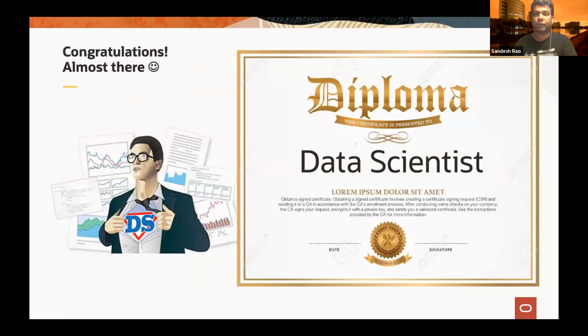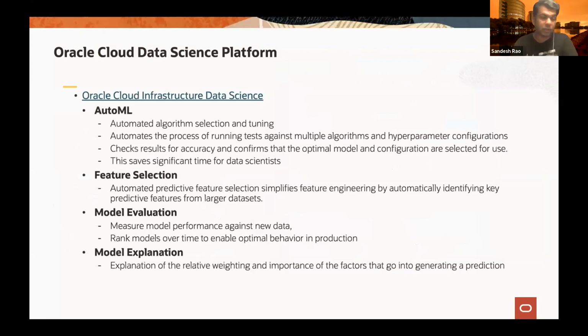So almost there. One more thing I would like to mention before we end this session is Oracle also has this thing. It's called the Oracle Cloud Data Science Platform, which also has AutoML and feature selection and evaluation and model explanation. But this is different from OML. OML is more in the database with SQL, with Python, and it combines a couple of interfaces with the autonomous database.